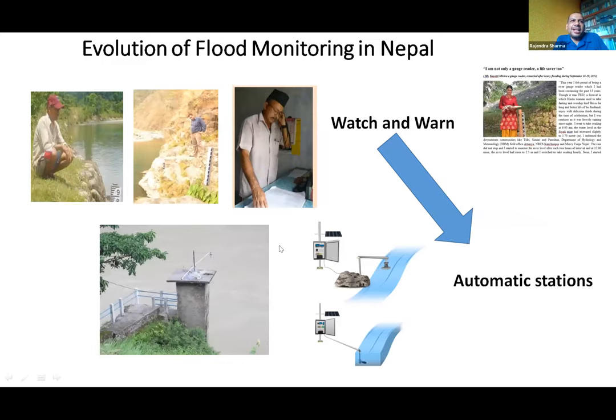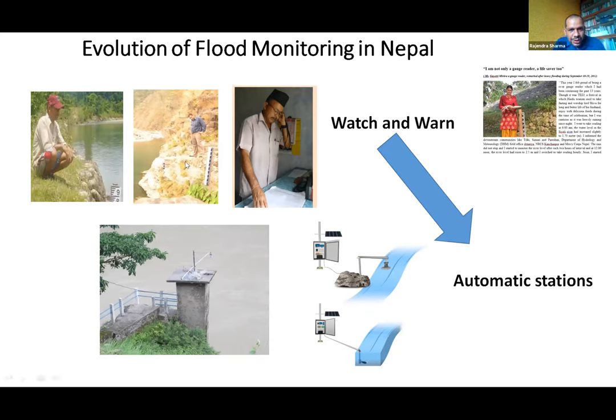And after that, in 2001 to 2010 or 2011, we used watch and warn system for flood early warning. The watch and warn system was in place at that time. This means the gauge readers, the persons who read the gauge, they used to read the gauge and inform the people in the lower stream communities.